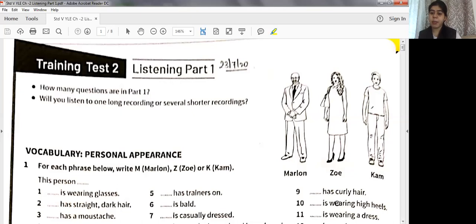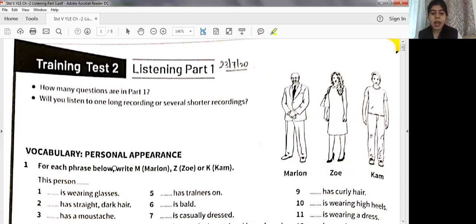If it is for Marlin, then M. If it is for Zoe, then it is Z. And if it is for Ken, it is K. But it has to be capital. Okay. When we do the first 2 or 3, then you will understand what we are going to do for the others. So let us be attentive. For each phrase below, write M, Z or K. This person is wearing glasses. Now when we look at the picture over here, students, which person is the only one who is wearing glasses? So it is Marlin. So you will write M over here.